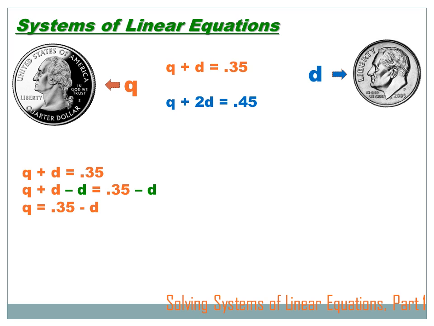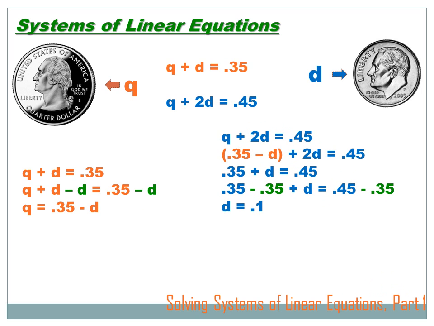So the alien first wants to get rid of that plus D, so he subtracts D from both sides of the equation, and then he's got Q equals 35 minus D. Well, now he knows that Q equals 35 minus D, and his second expression says Q plus 2D equals 0.45.